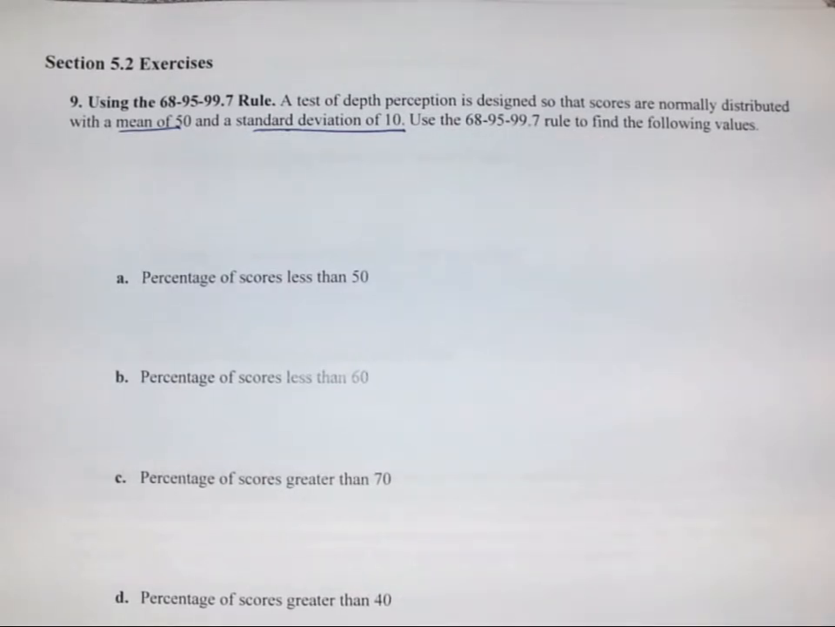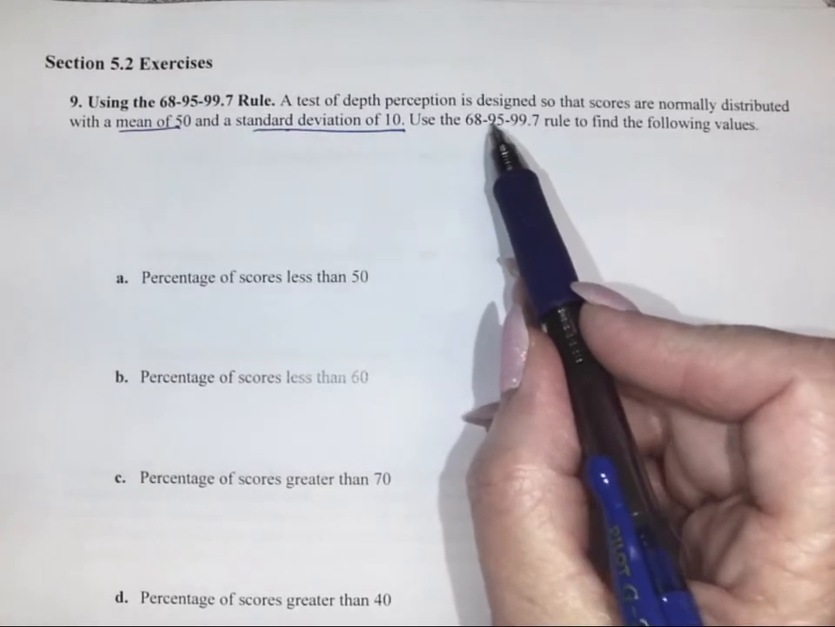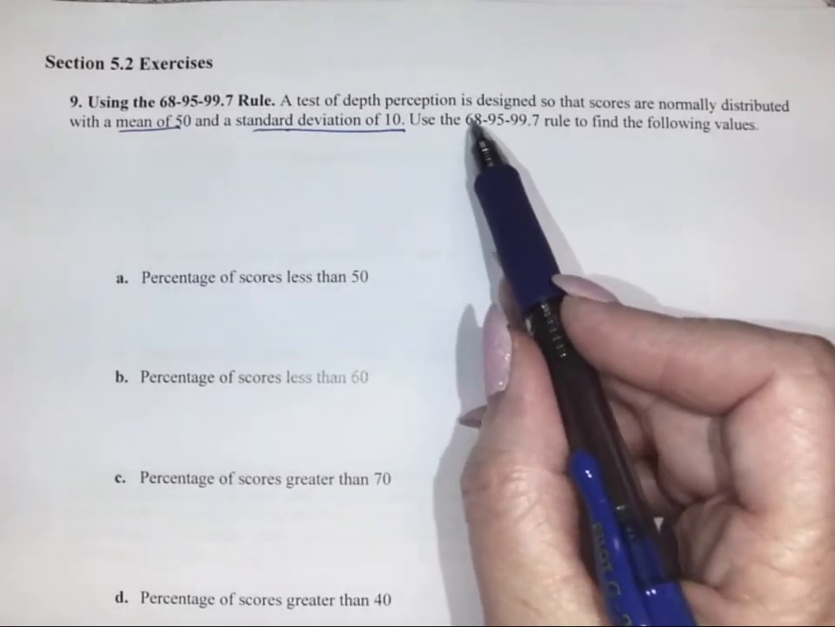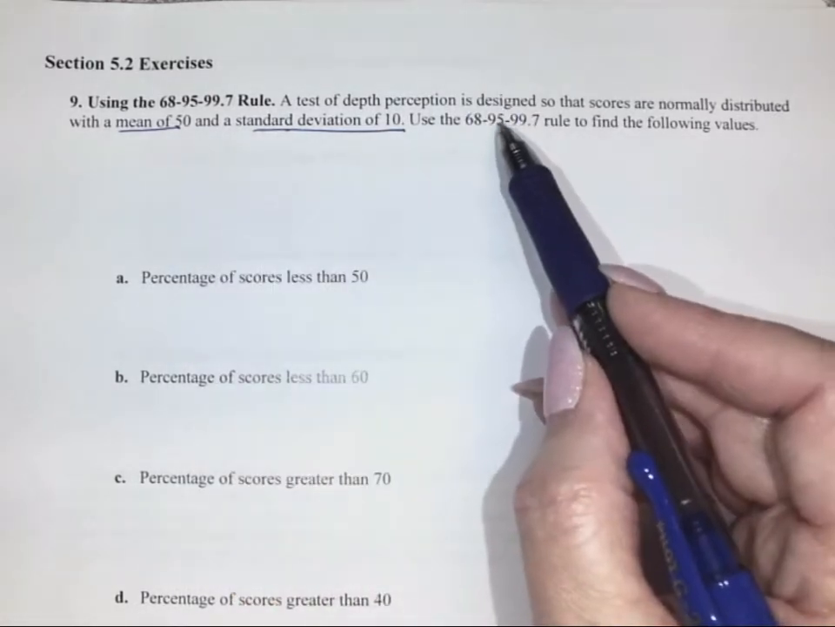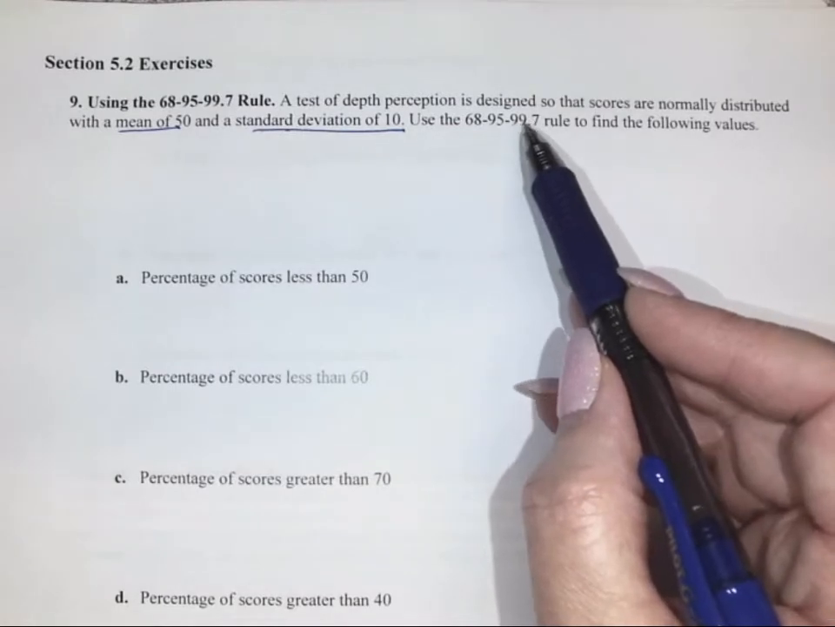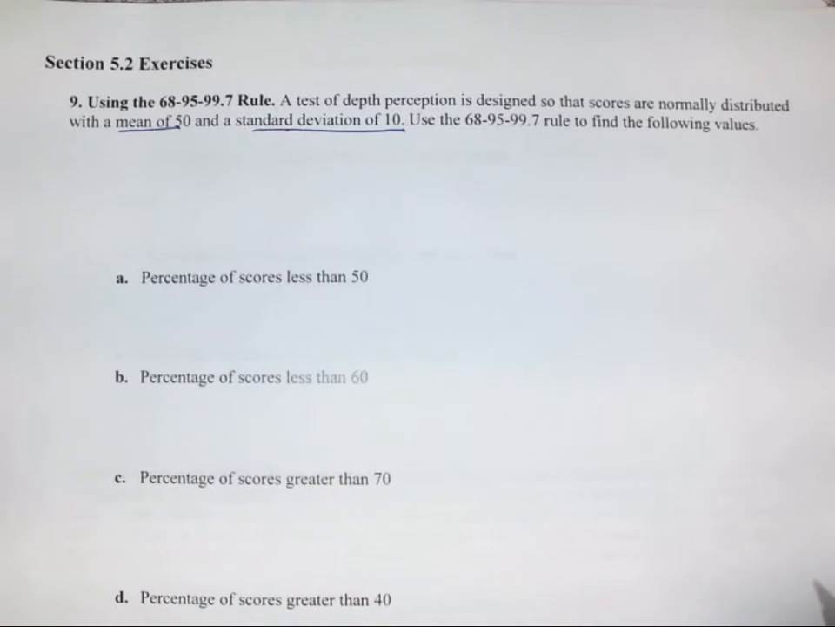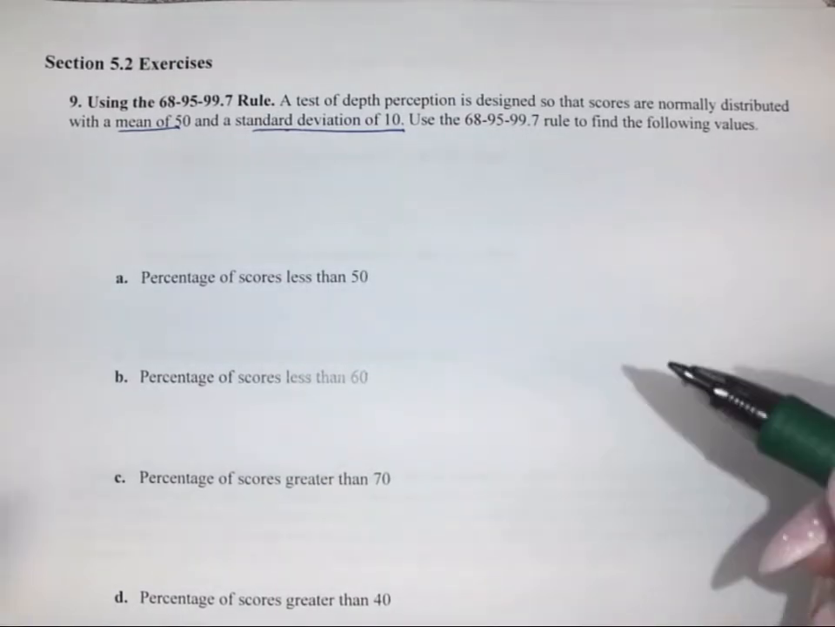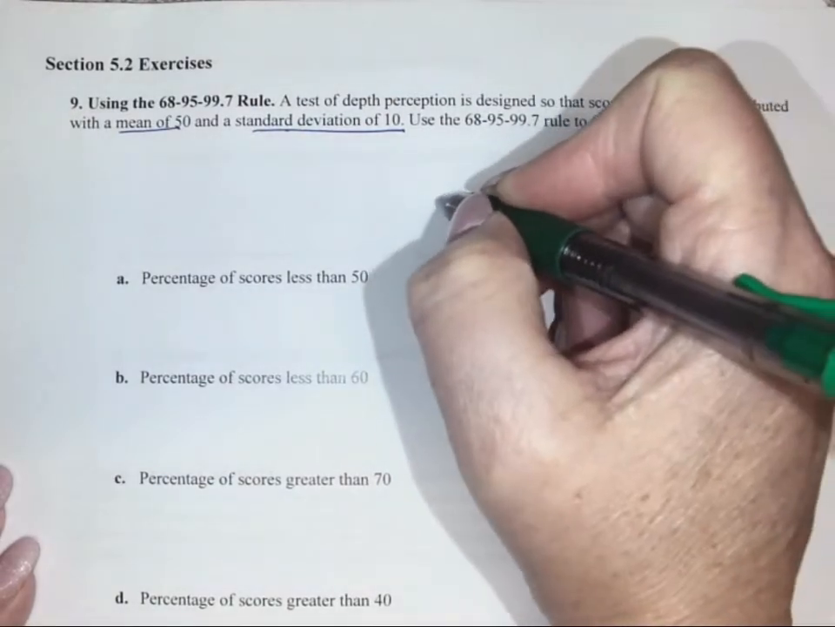So to recap on the rule, 68 is 1 standard deviation. 68% of the data falls within 1 standard deviation of the mean. 95% of the data falls within 2 standard deviations, and 99.7% falls within 3 standard deviations of the mean. So I think a picture is worth 1,000 words. In this case, I'm going to kind of sketch this out.